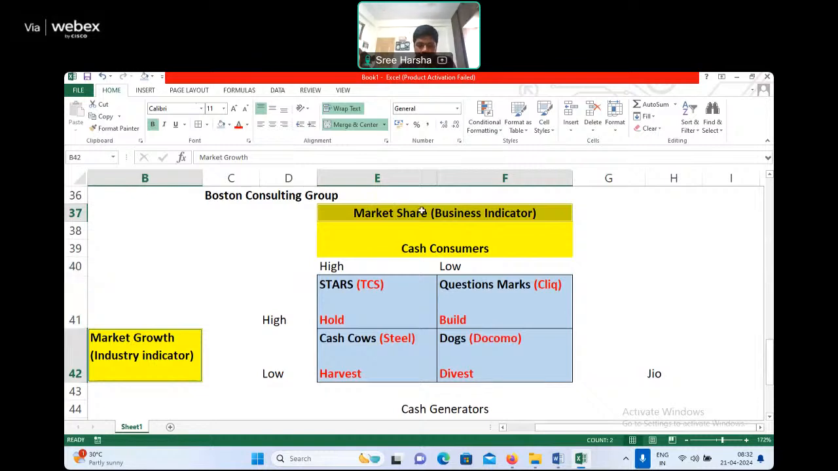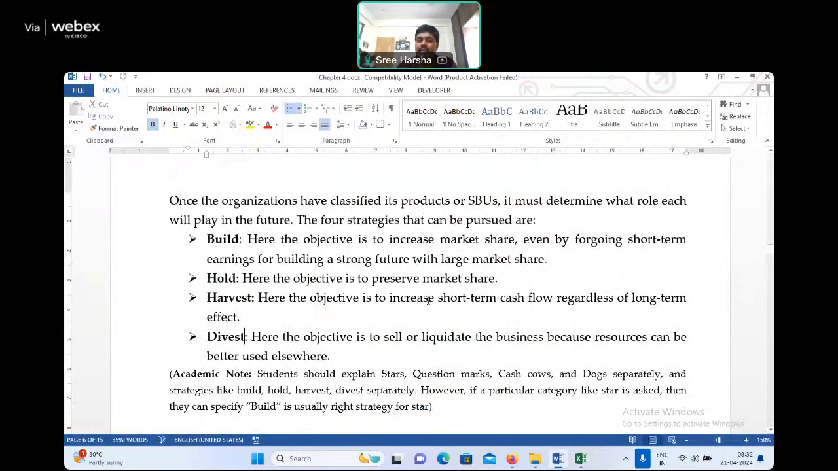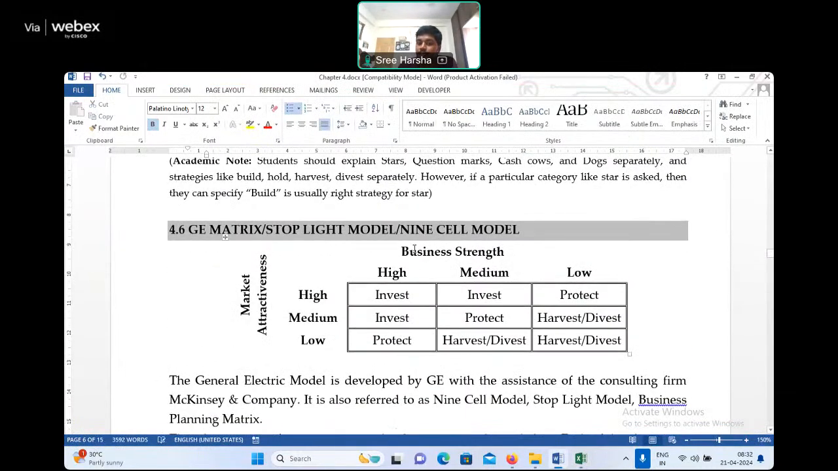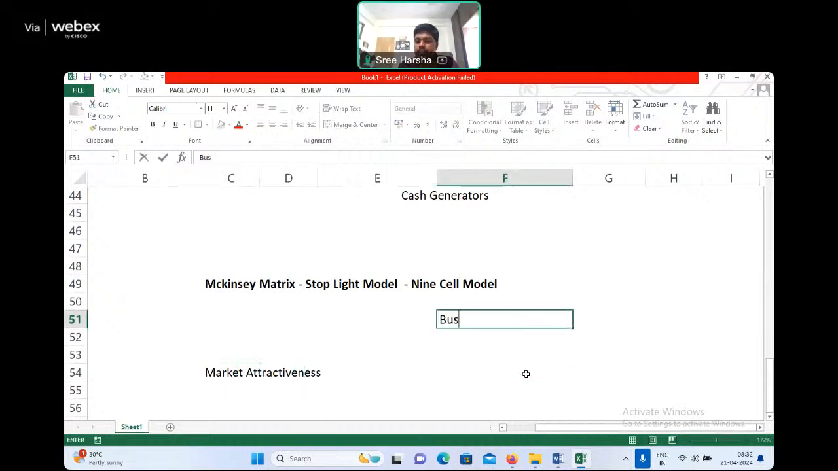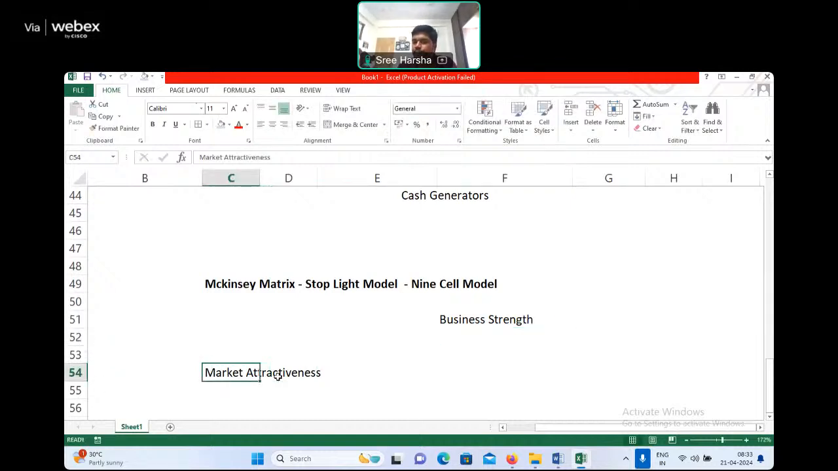So the McKinsey matrix came into the picture and they said, we will consider business strength and market attractiveness. Market attractiveness is an industry indicator: how is our industry performing? Business strength is a business indicator: how is our business performing in that industry?